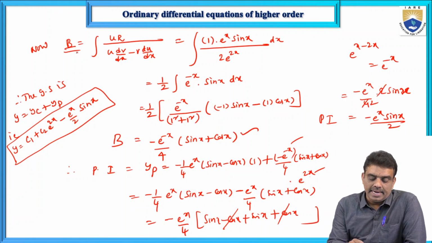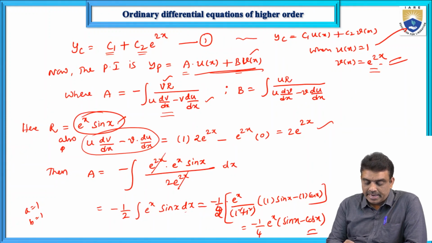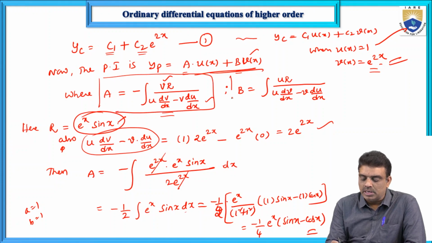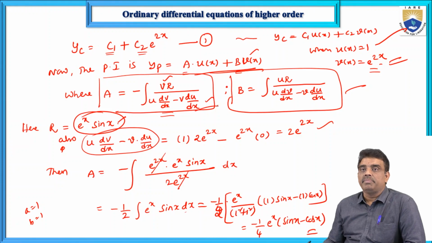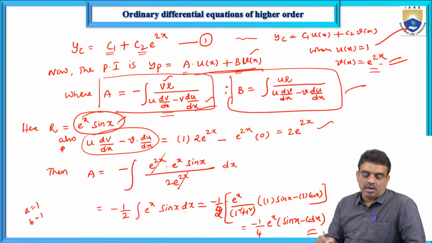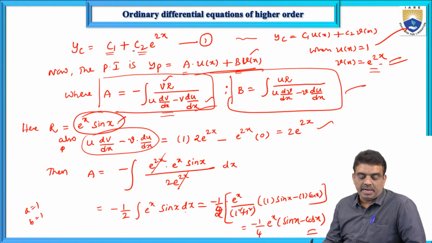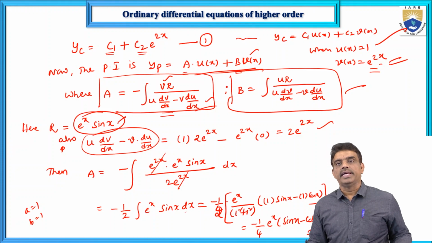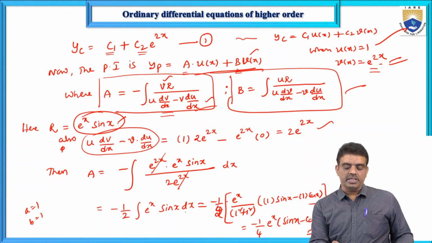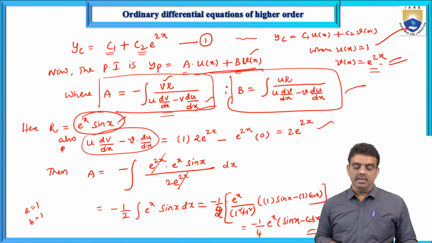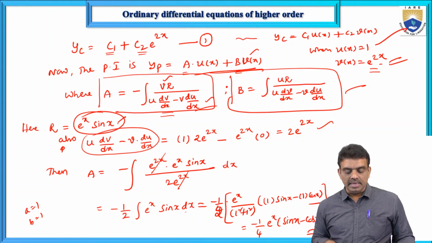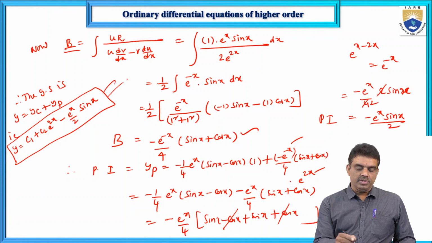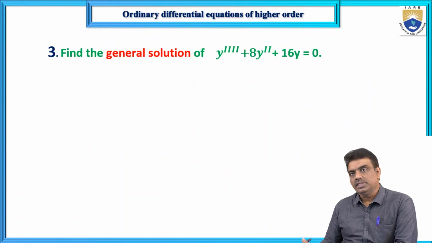So we have to remember the formula here. The a and b values are: a is minus integral v r by u dv by dx minus v into du by dx, and similarly the b value. Remember these two formulas to solve problems in the method of variation of parameters, where a and b are the new parameters used in the particular integral. Already we have in the complementary function c1 u of x plus c2 into v of x. By changing the parameters c1 and c2 to new variables a and b, yp will become a into u of x plus b into v of x. After finding a and b, we replace the a, b values and write the new yp. Then the required solution is y is equal to yc plus yp. On adding yc and yp, you get the required solution of the given differential equation. Now we see another problem.